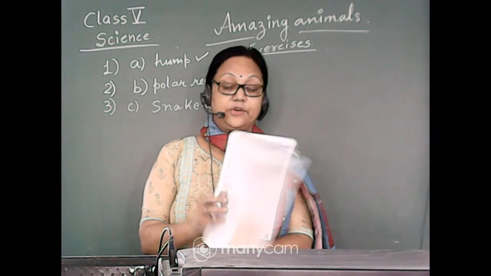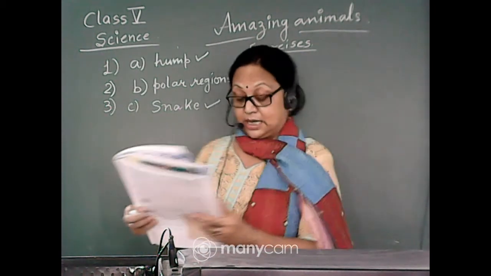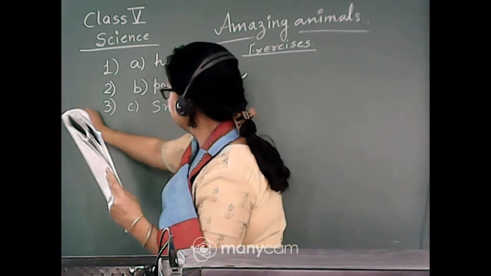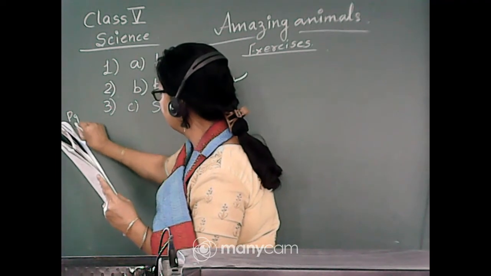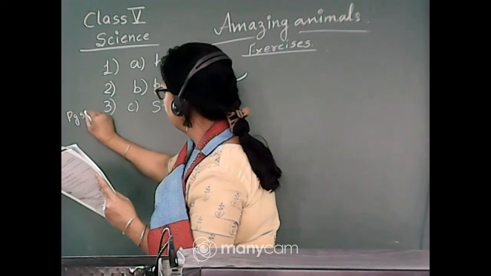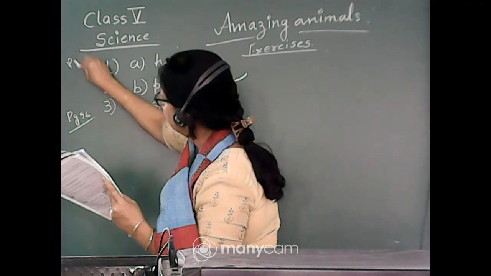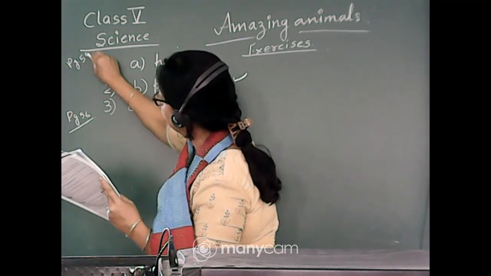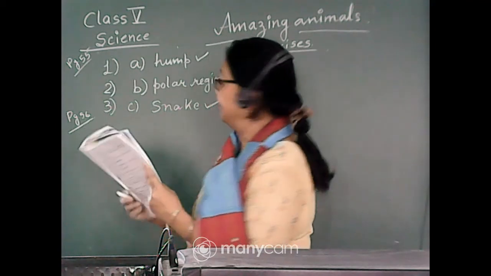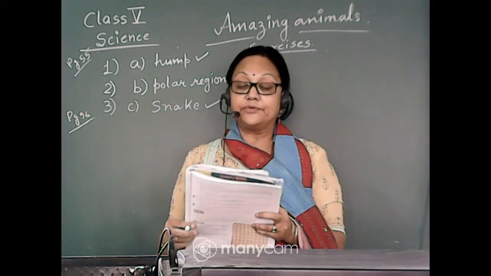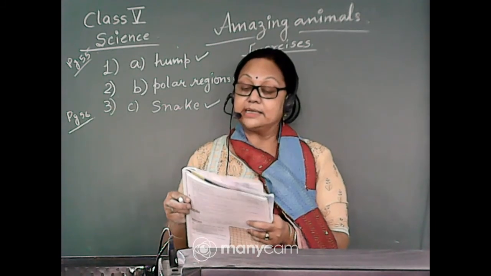Okay, now turn over the page. Page number 56. It was page 55. Okay, so now on page 56, the next question is: which of the following animals changes its color according to its surroundings?